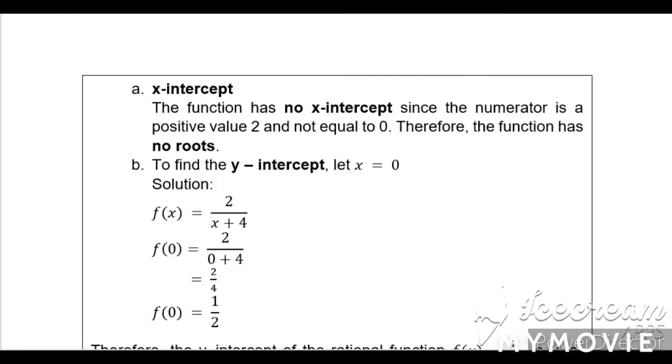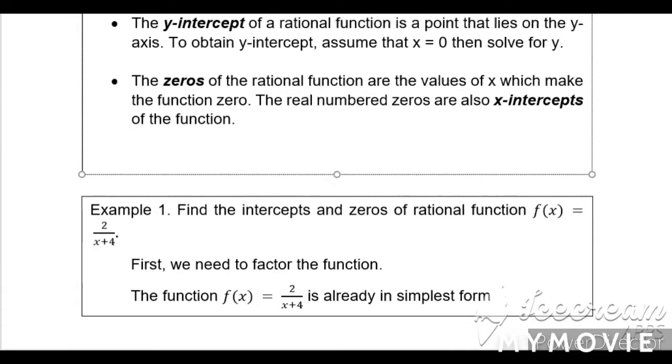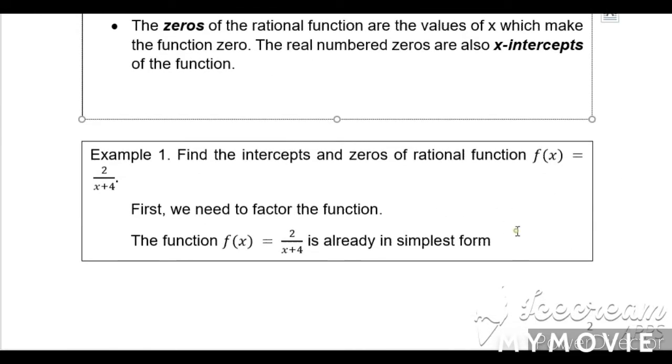So again, when we let y is equal to 0, we can have 0 is equal to 2 over x plus 4. So as you can see that the numerator has no variable. When we let 0, so multiplied by x plus 4, the numerator when you multiply to 0, it becomes 0. So therefore, no x-intercept.